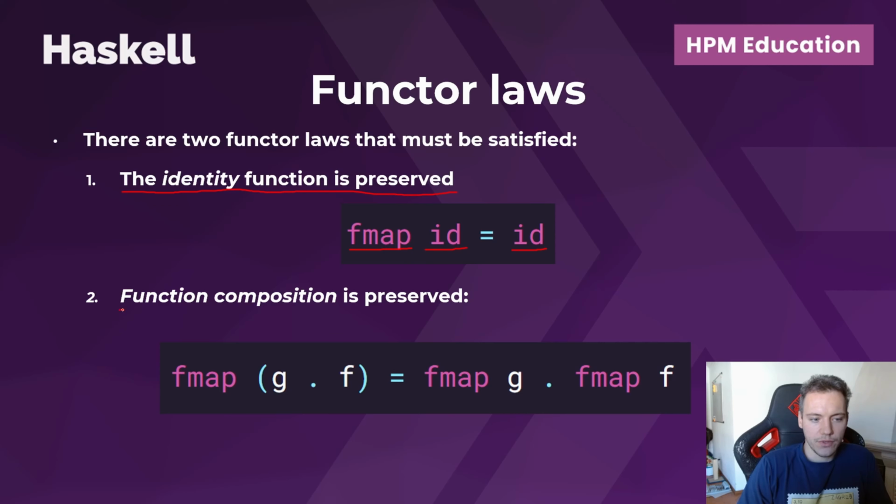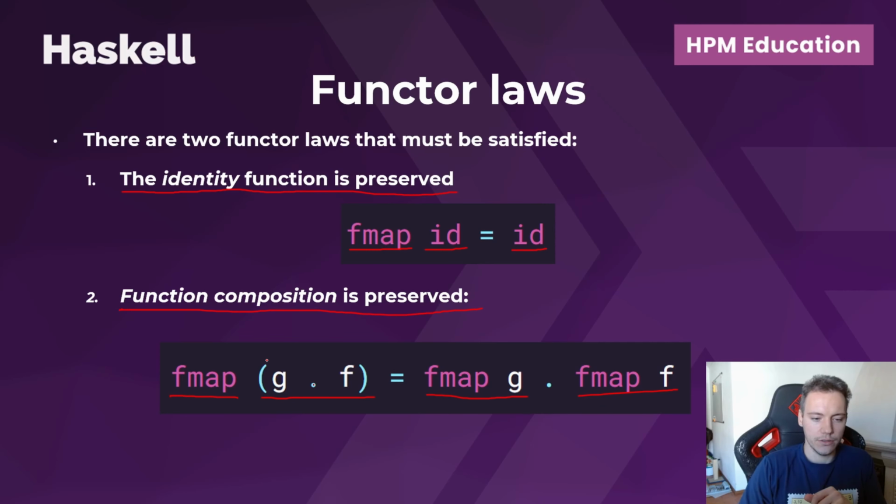The second law is that function composition is preserved, and function composition we already know about. It is the dot operator that composes two functions together, and this law states that if we map a composed function, g composed with f, over a data structure, it's the same as mapping the g function and mapping the f function. But of course, given that the order of the functions is the same, right?